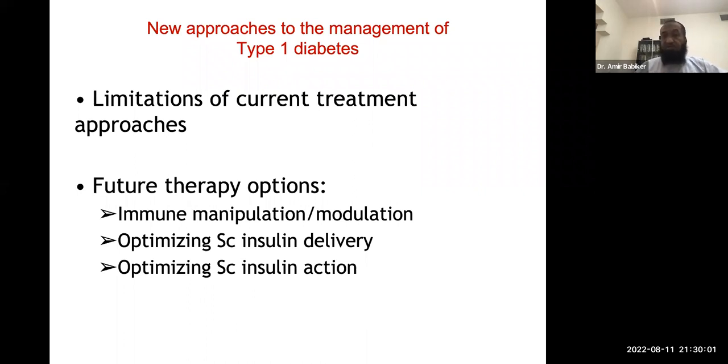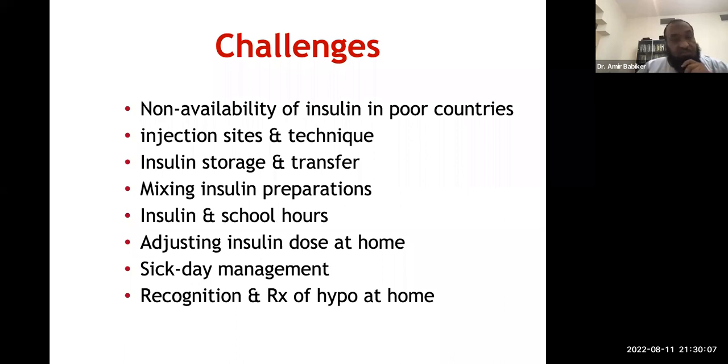And there are different trials trying to do that in France and different countries. So the challenges, this is my last slide maybe, is non-availability of insulin in poor countries. So the challenges are different across the world. Some people try to find new therapies, and some people may not find access to the standard therapy even.